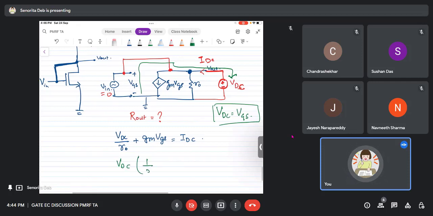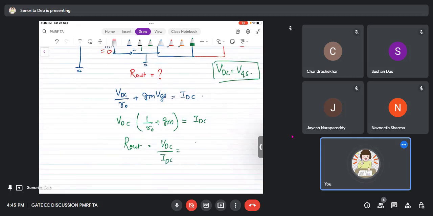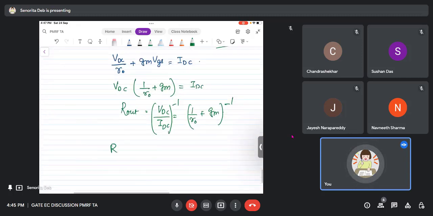So VDC, if I take common from here, I get 1 by R0 plus GM equals IDC, and I get R out as VDC by IDC equals 1 by R out plus GM. I have written this wrong. Okay, this is inverse, right? So R out is 1 upon 1 by R0 plus GM.